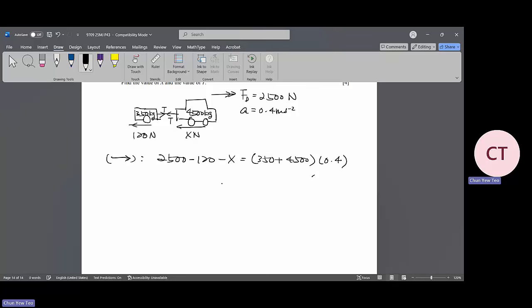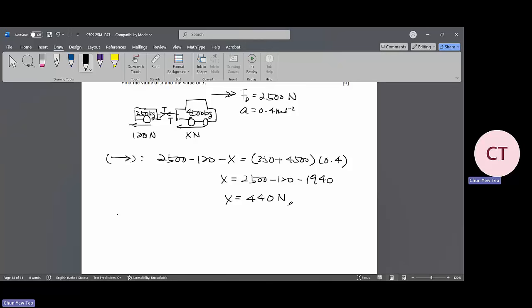Okay, so over here you just need to calculate it. You will get X equals 2,500 minus 120 minus 1940. So your X will be equal to 440 Newton. Okay, so we found the X.